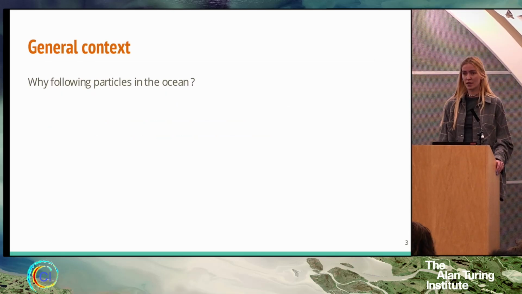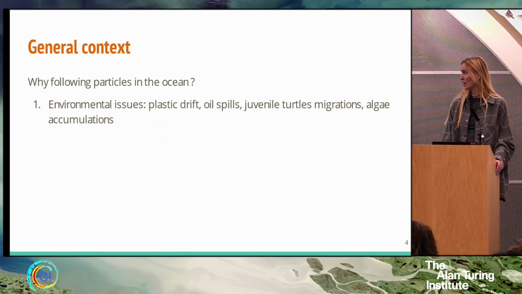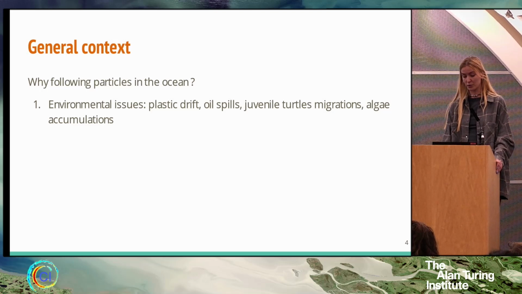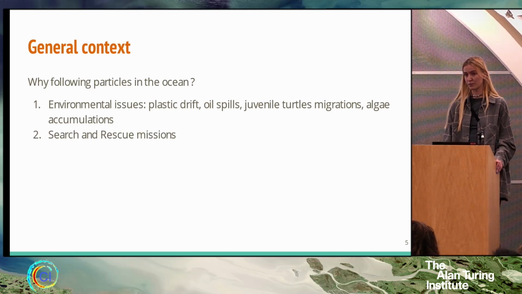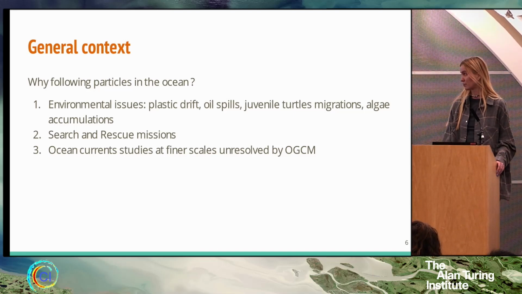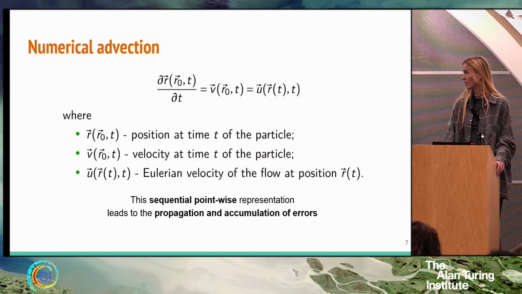So first of all, why are we interested in simulating trajectories in the ocean? Following trajectories in the ocean is important for environmental issues such as plastic drift, oil spills, or marine species migration following. It's also important for search and rescue missions. And finally, Lagrangian studies can allow deeper study of ocean general circulation models.